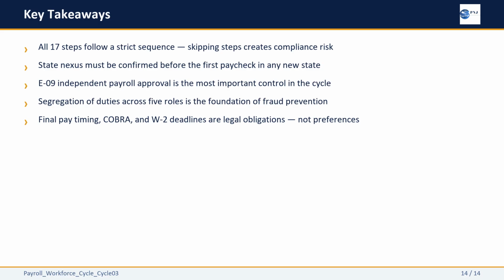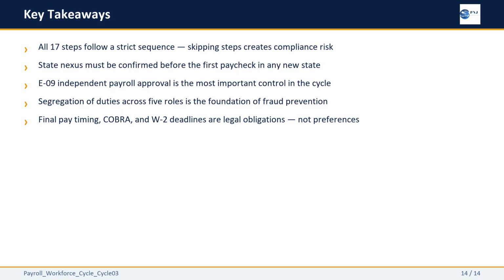Let's bring it together. The 17 steps of the employee payroll process follow a deliberate sequence for a reason. Each step creates the foundation for the next. Confirm state registrations before the first paycheck. Always run an independent payroll approval before disbursement.